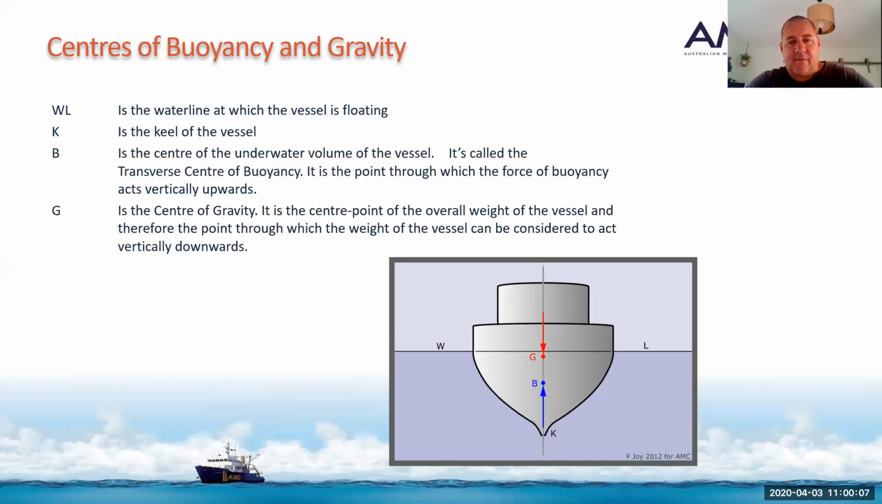Transverse because we're looking at it from either the stern or the bow, so transverse, as opposed to longitudinal, looking at it from the side. G is the center of gravity, and it's the point of the overall weight of the vessel, and therefore the point through which the weight of the vessel can be considered to act vertically downwards.